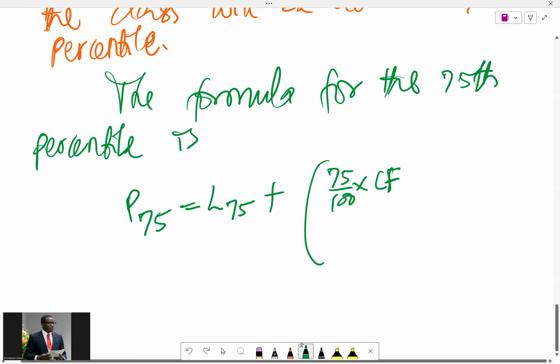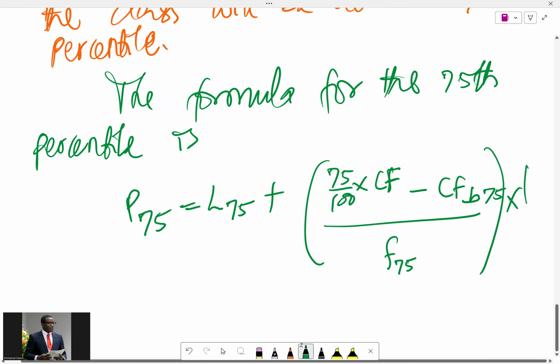Minus, okay, carefully now. So all this minus the cumulative frequency before the 75th percentile class, divided by the frequency of the 75th percentile class. So let me call this B75. And all of these times the class width. Now, that's a lot there. If you follow my playlist on measures of position, talking about quartiles, percentiles, and deciles, you'll have a better understanding of this. But this formula generally follows the idea of median for grouped frequency.